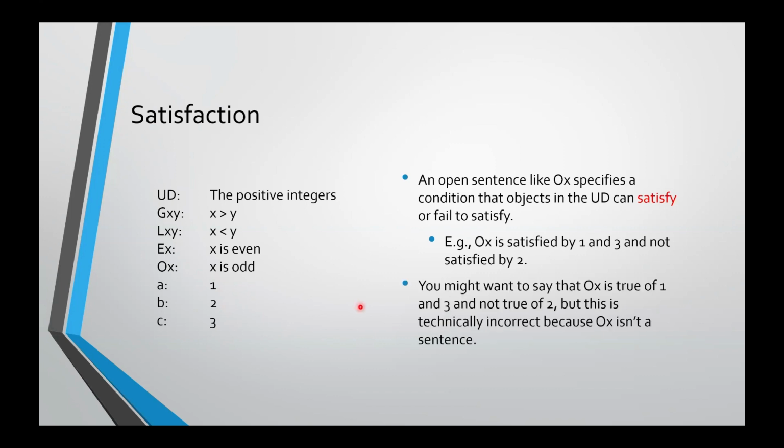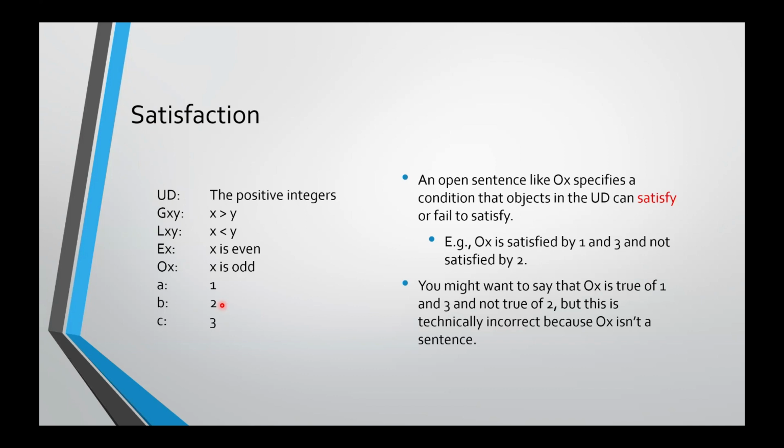2 is not odd. Now, what you probably would want to say here, and admittedly this is often the way that you'll be thinking about this, is that Ox is true of 1 and 3 because they're odd, and it's not true of 2 because 2 is not odd. The thing is that this is technically not right, because Ox isn't a sentence, and it doesn't have a truth value in PL, so it doesn't, strictly speaking, make sense to talk about Ox being true or false at all.